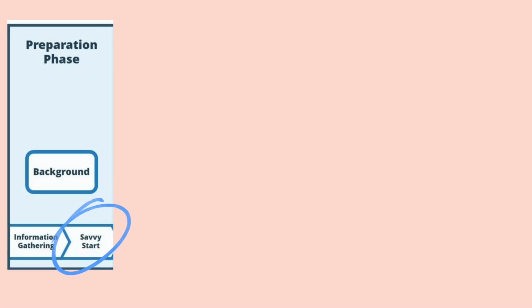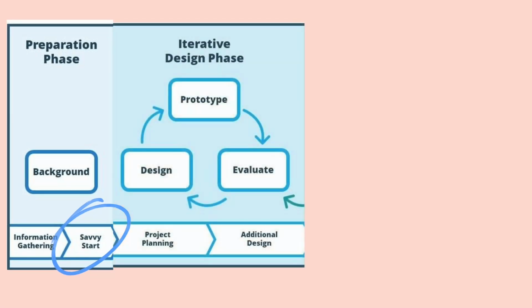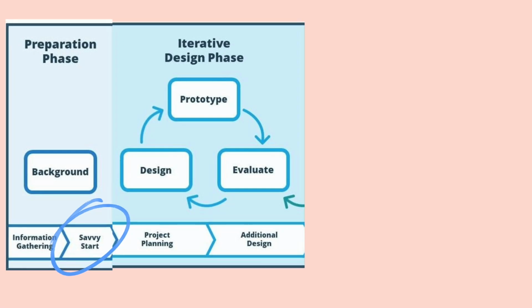The second stage, or iterative design phase, is all about planning a design. Your goal here is to really develop what's termed as an MVP, or a minimally viable product that you can continue to iterate and get closer to your goal.